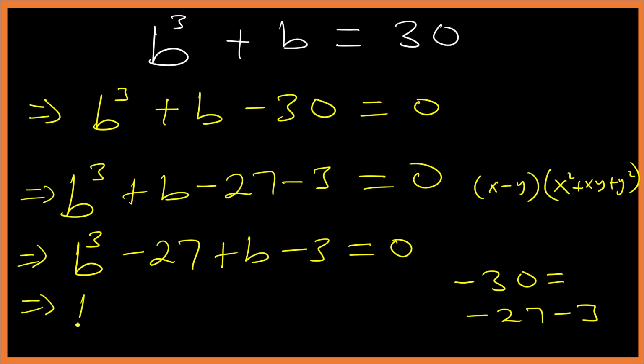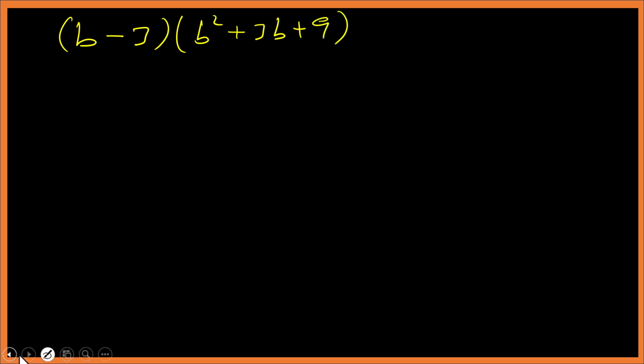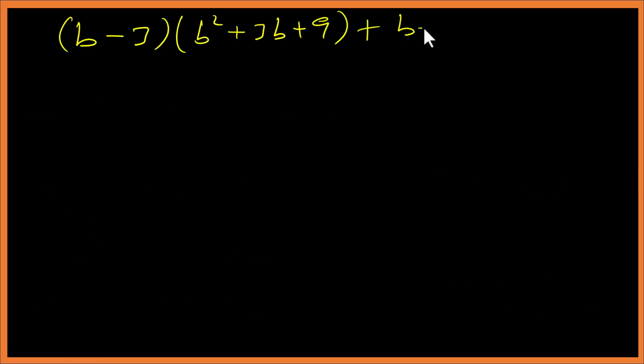So remember this side is the same as b cube minus 3 to the power 3, plus b minus 3. So we now express our difference of cubes here, b cube minus 3 cube. So we have b minus 3, times b squared plus 3b plus 3 squared, which is 9, plus b minus 3 equal to 0.